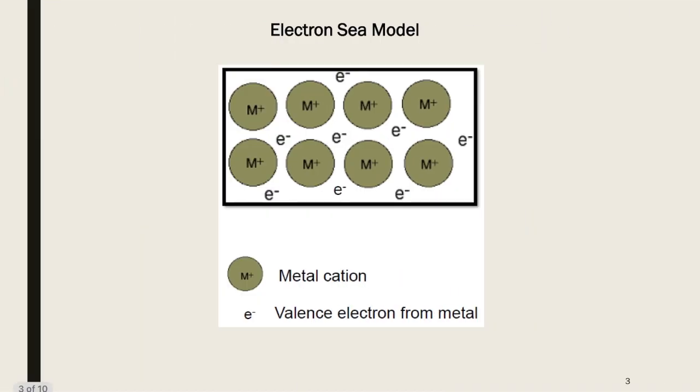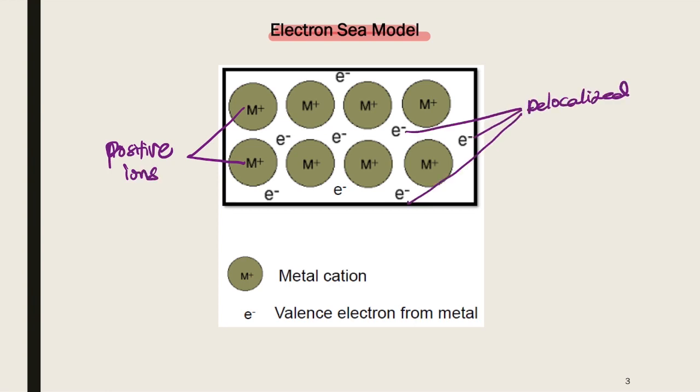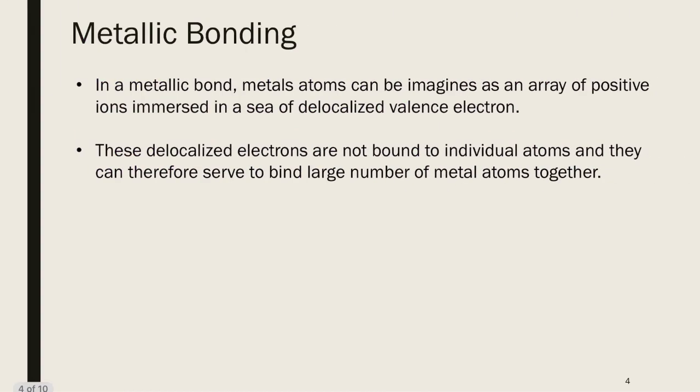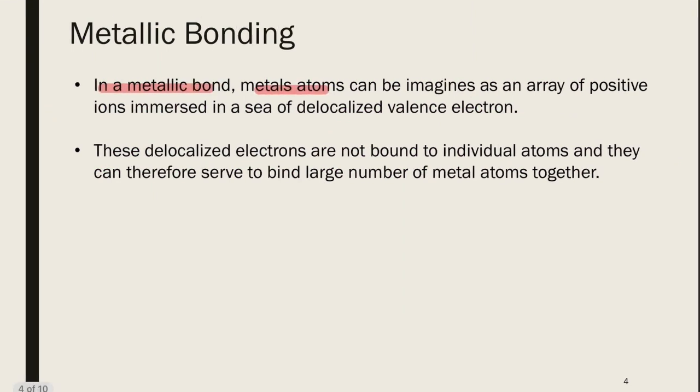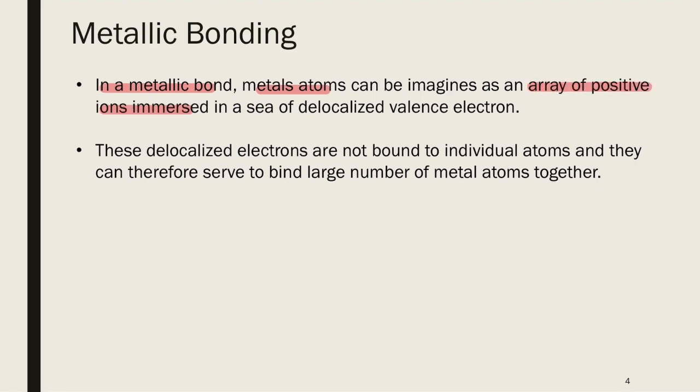sea of electrons. So this is the Electron Sea Model, in which the M+ is positive ions, while the electron is what we call as the delocalized valence electron. So actually, in a metallic bond, we imagine metal atoms as an array of positive ions immersed in a sea of delocalized valence electrons. So these delocalized electrons are not bound to individual atoms, and they can therefore serve to bind larger number of metal atoms together.